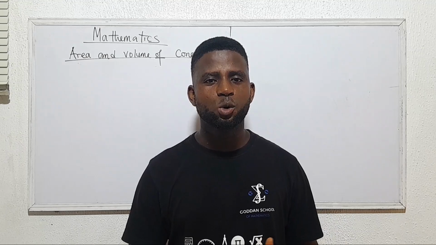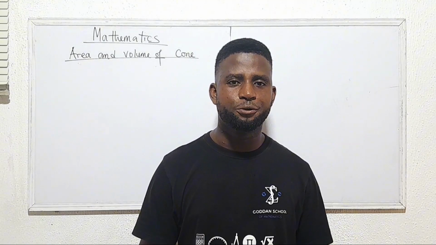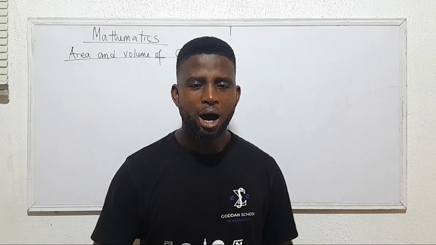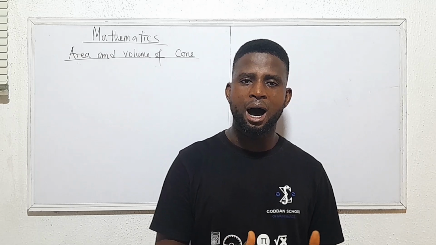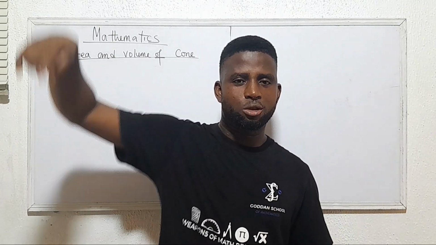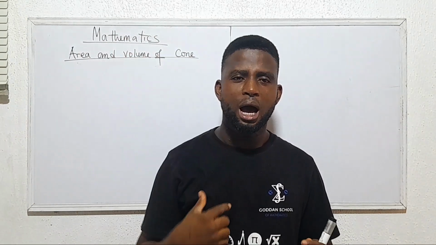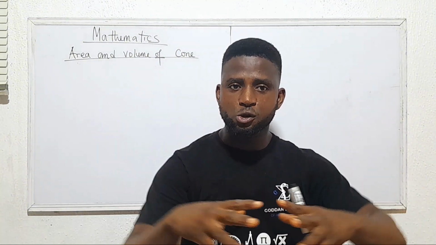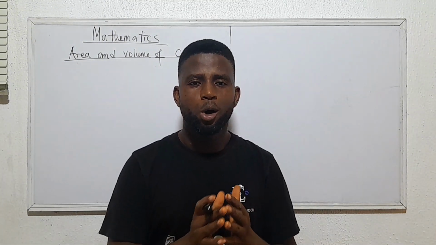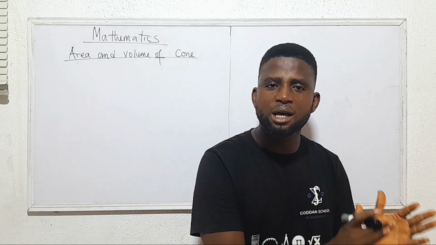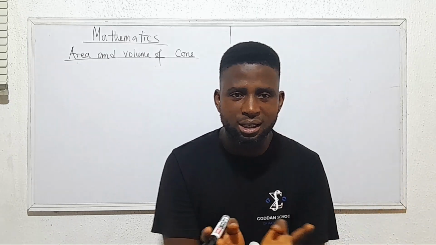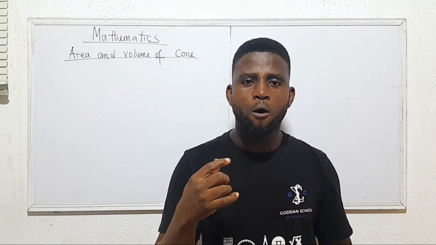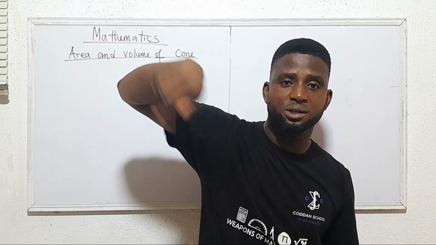In our last class, we looked at the topic area and volume of a cylinder. And we said that a cylinder has three parts: the top circular surface, the base circular surface, and its curved surface. Now, we also said that the total surface area of the cylinder is the sum of the area of the three surfaces.